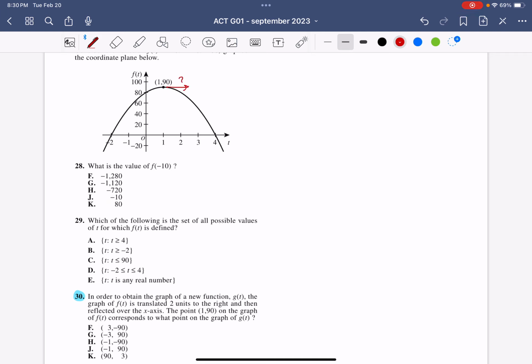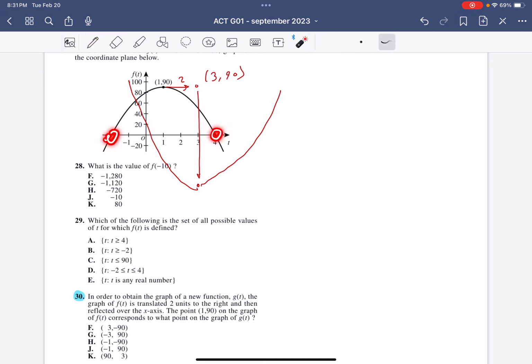So if I move 2 to the right, that's going to move me over here to 3, 90. And now if I flip it, this point's going to end up way down here to look something like this. So the graph would look something like this now. Like I said, you got to visualize this thing flipping upside down. It's kind of like you're flipping a horseshoe, and you're kind of thinking of like these being hinges.